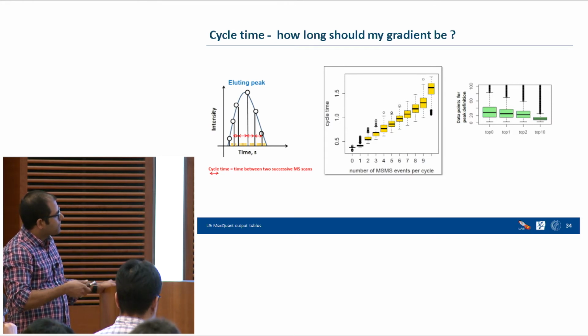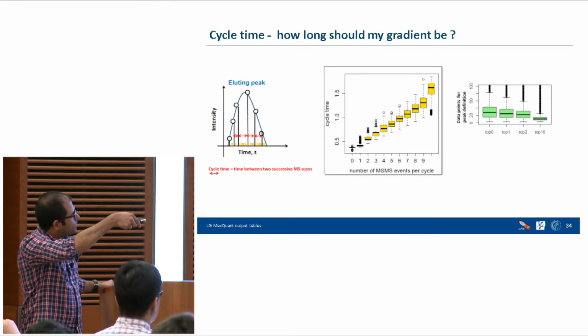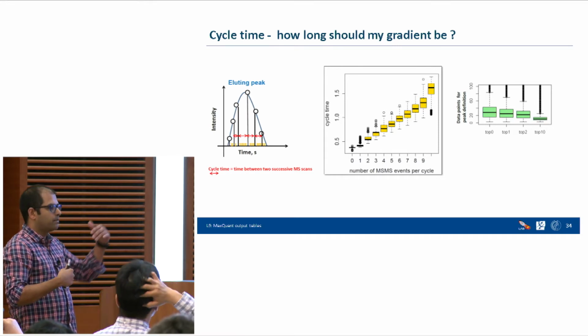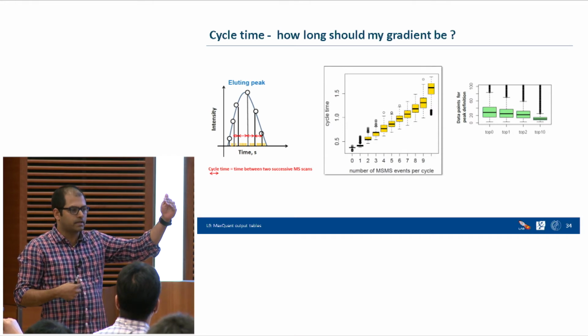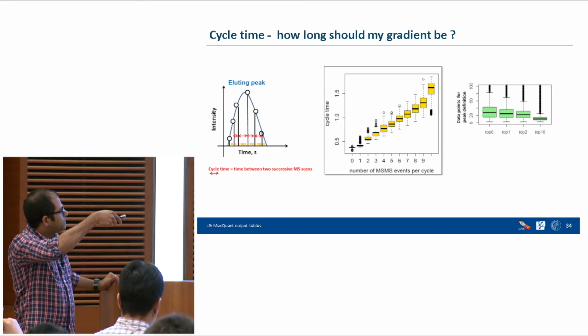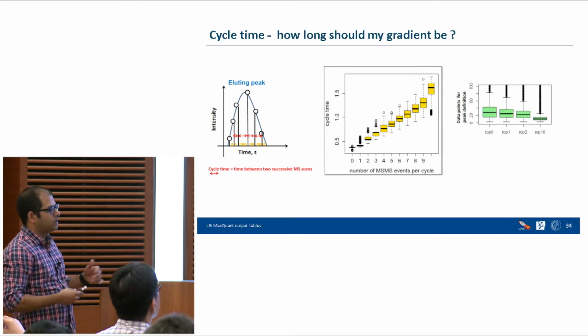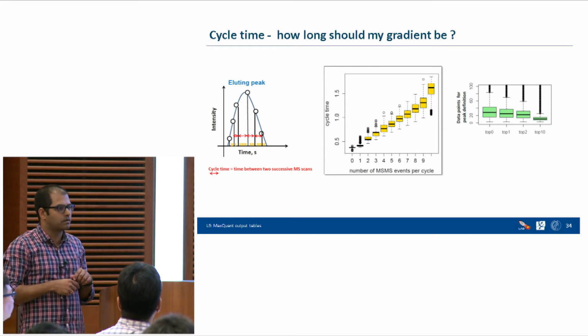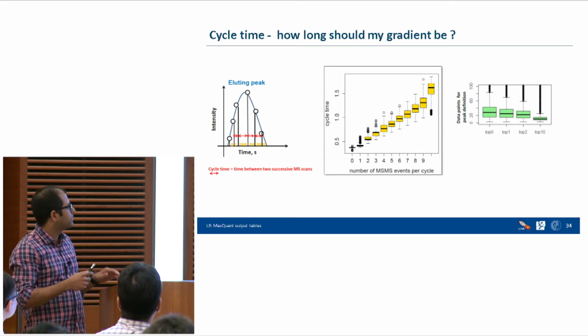Because we can see that with the different top Ns, the number of data points that we get for a certain peak can also change. So you have to see that the cycle time is fast enough that you are not losing too much information. So you should have enough snapshots on the peak so that it's good for the quantification.